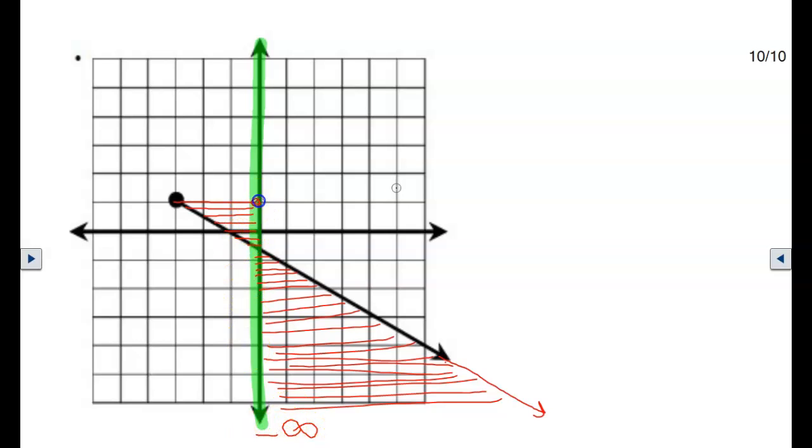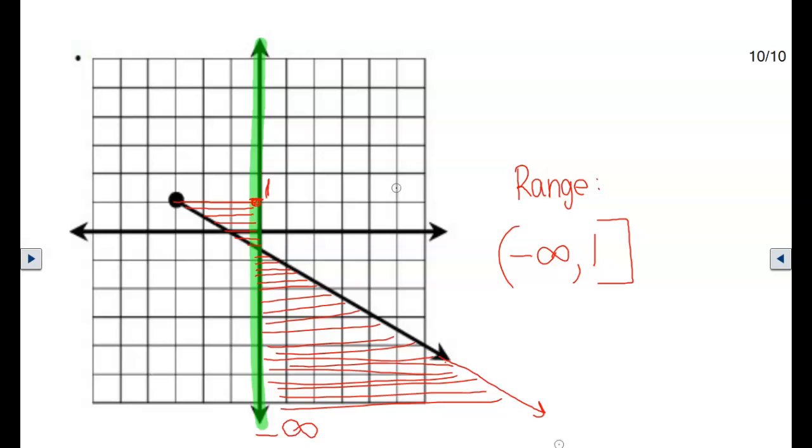Now up here, there was a dot, so I don't get to go up here for the range. This is as high as I can go. So 1. So for the range on this one, we're doing negative infinity to 1. Parentheses for negative infinity. And then we've got that closed dot on the 1, so bracket.